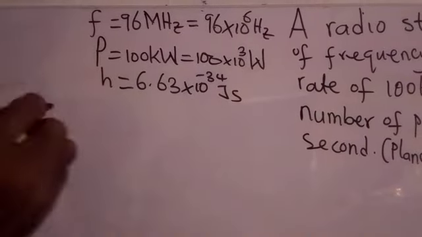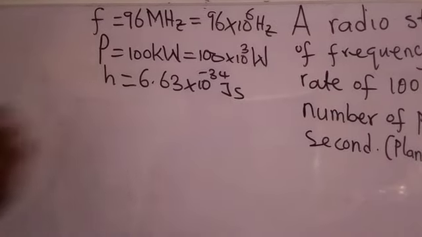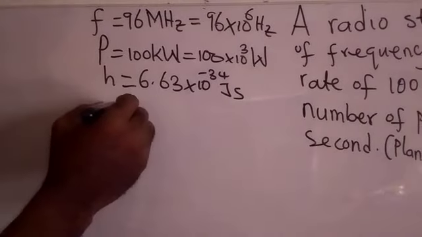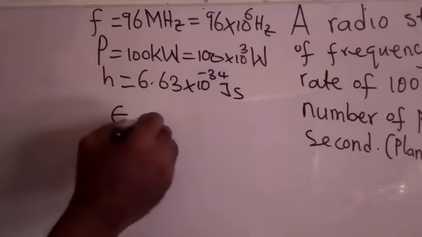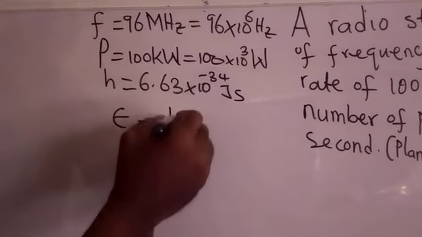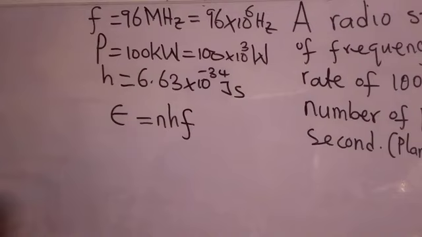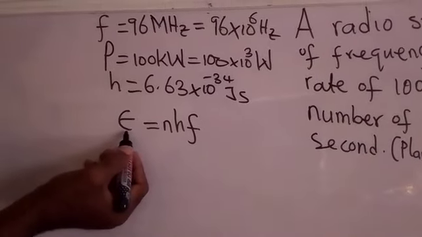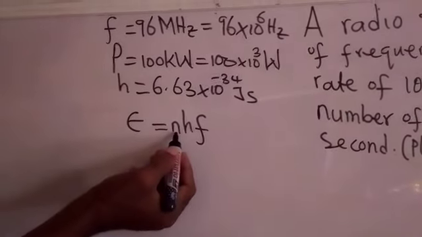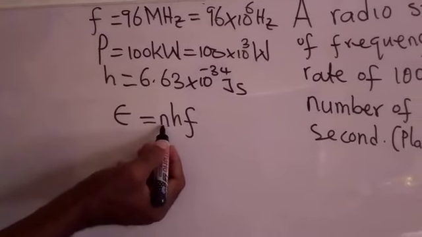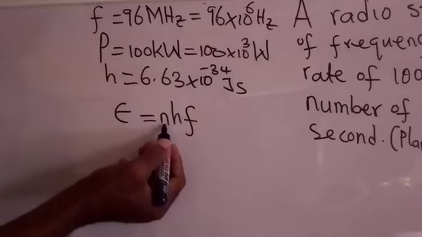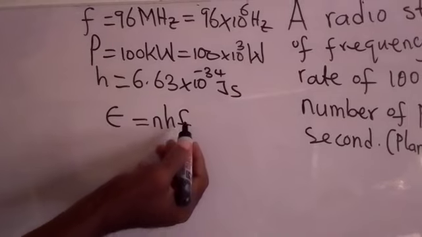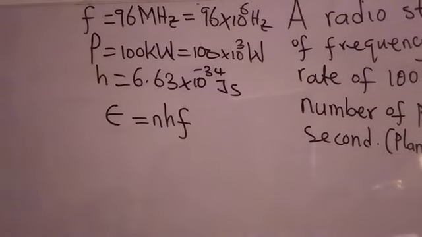Now I'm going to state this. From quantum theory, the energy of the quanta is given by E equals nhf. E here represents the energy of the electromagnetic radiation. n here represents the number of quanta available, or the number of photons. h here is Planck's constant. f is the frequency of the electromagnetic radiation.